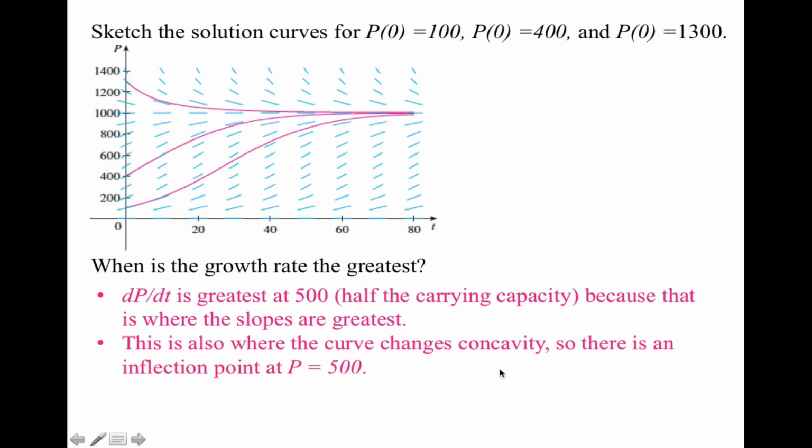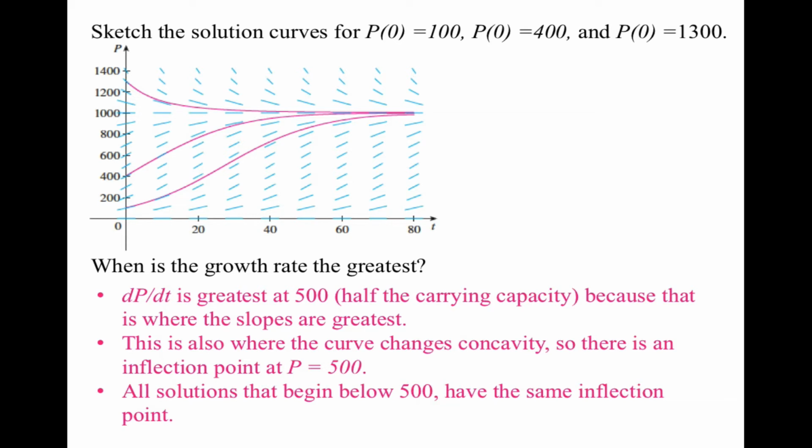This is also where the curve changes concavity. So there is an inflection point at P equals 500. All solutions that begin below 500 have the same inflection point.